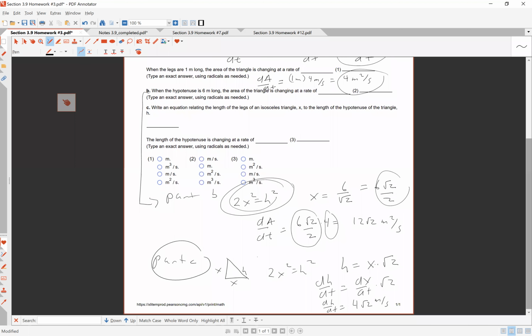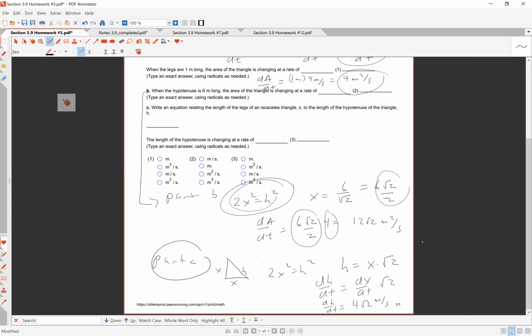Then for part C, we already kind of did it. Write an equation relating the length of the legs of an isosceles triangle, x, to the length of the hypotenuse, h. You just use the Pythagorean theorem, because the legs have equal length, so you get 2x squared is equal to h squared. Solving for h, you get h is equal to x times square root of 2.